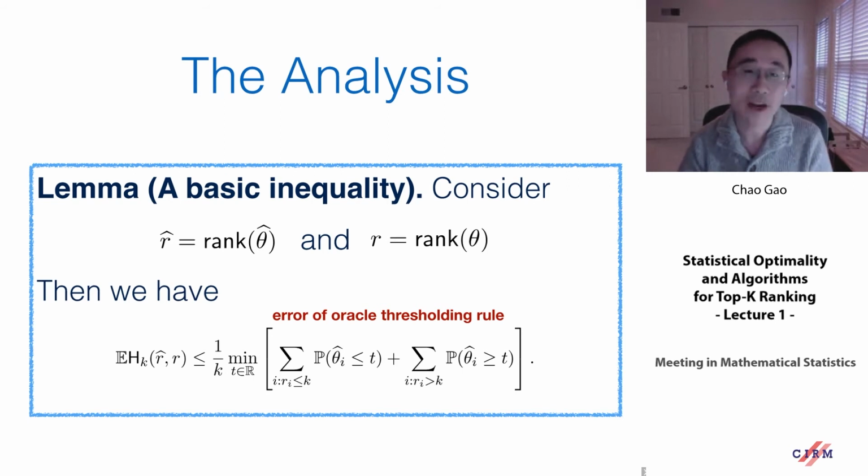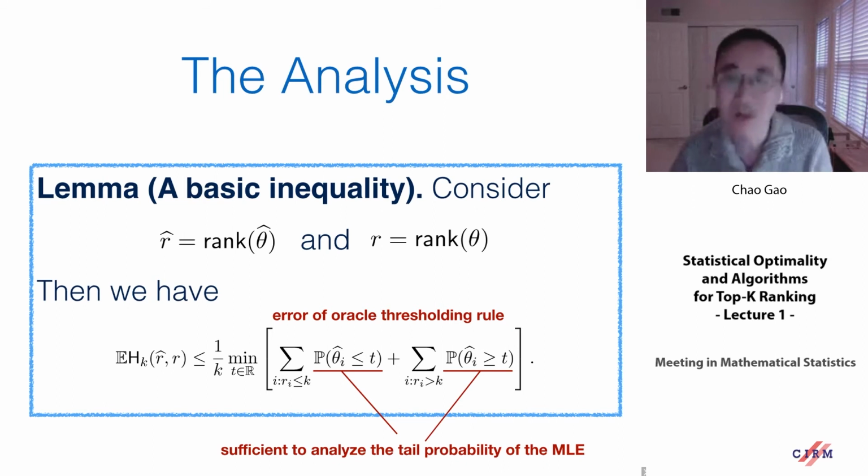Not only that, we can actually put a minimum over t in front of the sum of the two terms. So this is actually the error of the oracle thresholding rule, right? So this inequality is very helpful, because we do not need to exactly analyze the permutation vectors, right? The analysis is now reduced to the analysis of the tail probability of the maximum likelihood estimator. As long as you can exactly characterize the tail of each entry of theta hat, then you can find the minimax rate by upper bounding the tail probability. And this is what we are going to do.